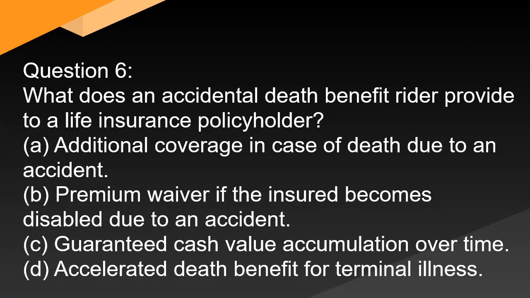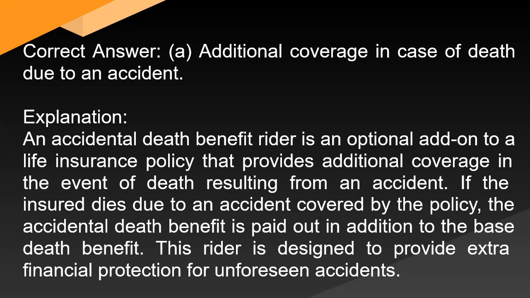Question 6. What does an accidental death benefit rider provide to a life insurance policyholder? A. Additional coverage in case of death due to an accident. B. Premium waiver if the insured becomes disabled due to an accident. C. Guaranteed cash value accumulation over time. D. Accelerated death benefit for terminal illness. Correct answer: A. Additional coverage in case of death due to an accident.